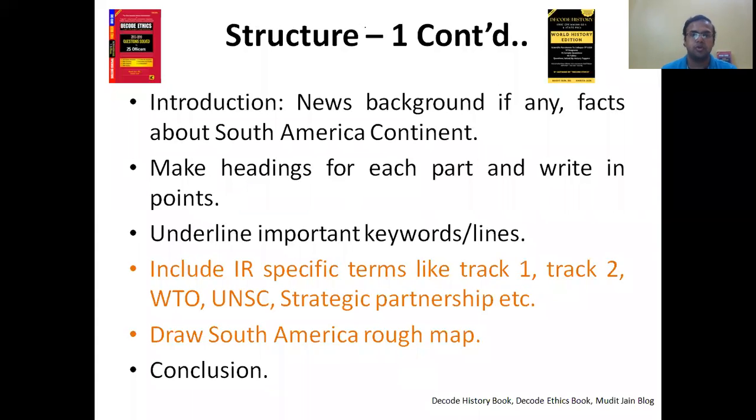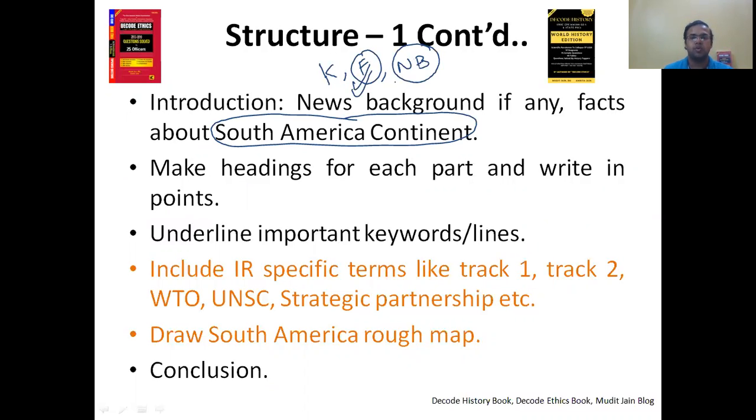Introduction, I have told you that we have to define the keywords. We have to mention any facts related to keywords. So also we have to mention the news background if any. So South American continent per se is the keyword in this question. You cannot define it, but then you can write facts related to it. You can write a news background related to it if at all South America has been in news of late. So this will take care of introduction.